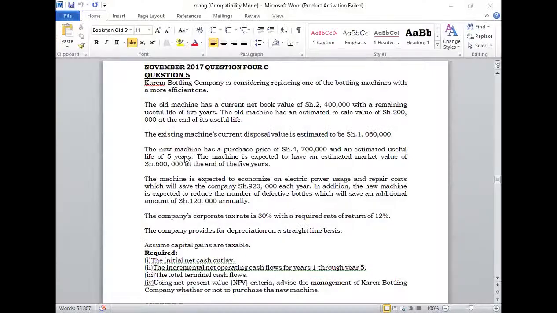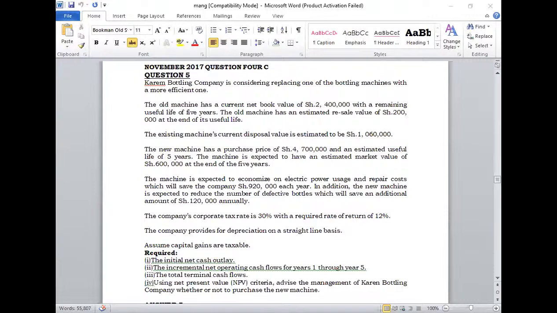We know that this old machine has a current net book value of 2.4 million with a remaining useful life of 5 years. The old machine has an estimated resale value of 200,000 at the end of its useful life. Most importantly, they are telling us that should we want to sell this existing machine today, its current disposal value is estimated to be 60,000.